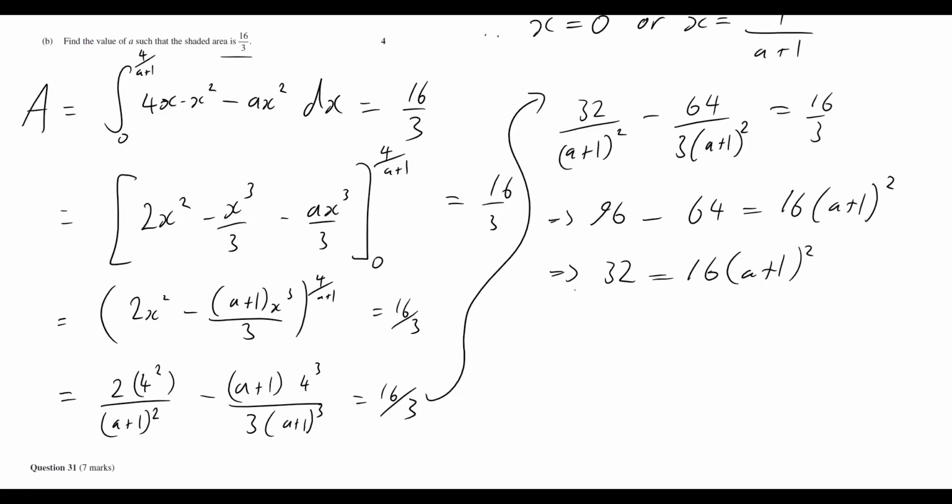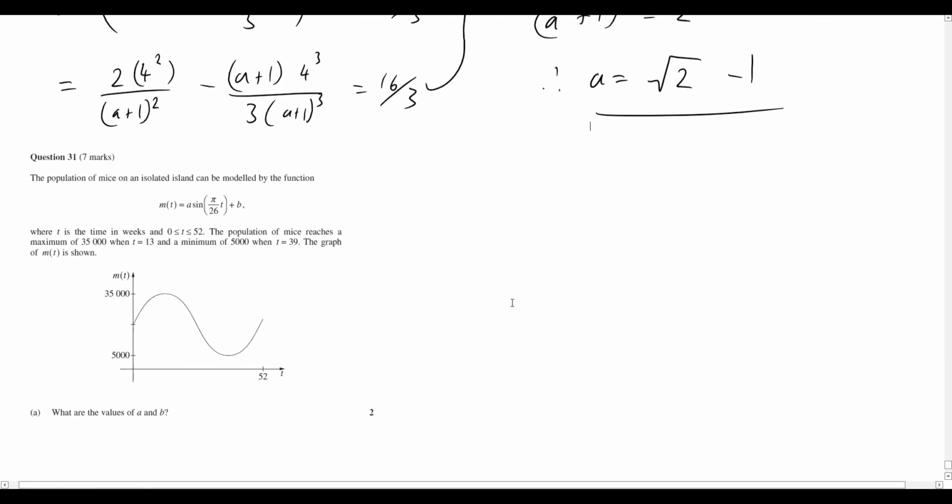And now quickly solving this, we should find that a plus 1 all squared equals 2. So we can say therefore a equals the square root of 2 minus 1. And that is our value of a, such that the shaded area is 16 over 3. So now moving on to question 31.